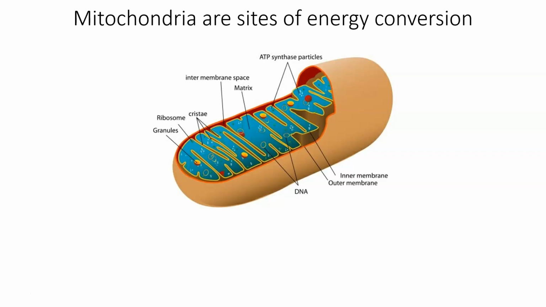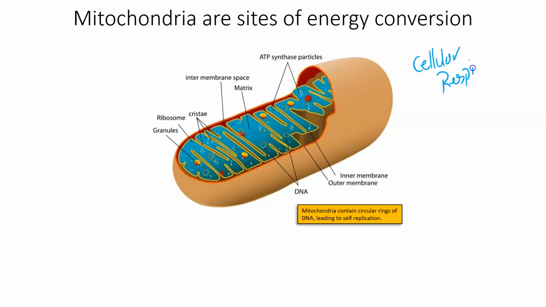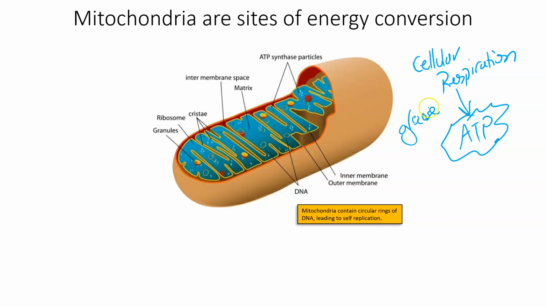Okay, the last organelle we're going to talk about is the mitochondria. Again, we've already talked about it being the site of energy conversion, meaning it is the site of cellular respiration. Which I know we've talked about before, but cellular respiration is the process that leads to large amounts of ATP being made, and cell respiration helps to turn glucose, which is the energy source, into ATP. Okay, mitochondria contain a circular ring of DNA, which is a plasmid. You can see it here.